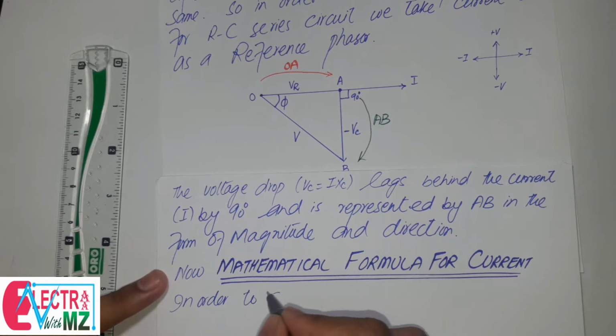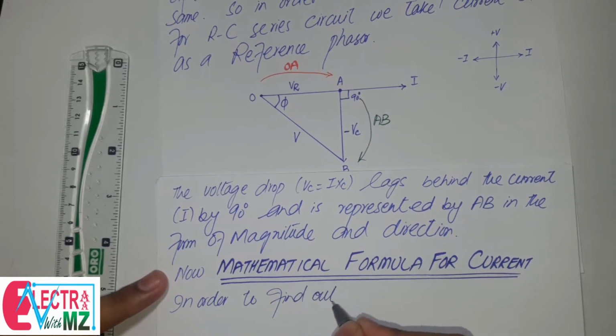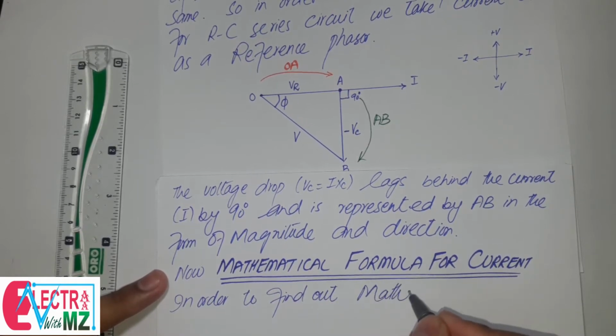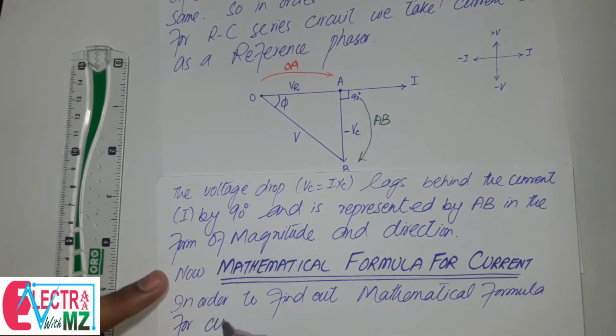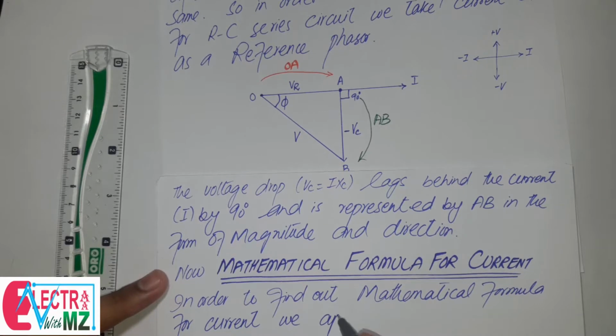in order to find out the mathematical formula for current, we apply Pythagoras theorem.